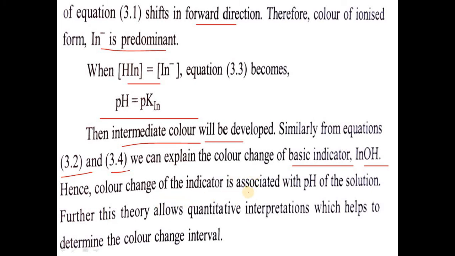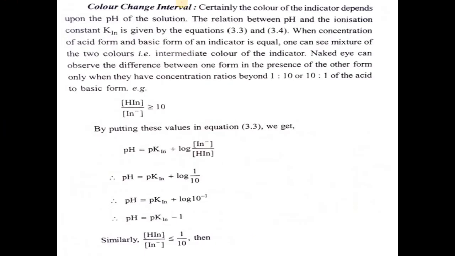Here the color change of the indicator is associated with the pH of the solution. Further, this theory allows quantitative determination, which helps to determine the color change interval. Then we can study the color change interval. The color of the indicator depends upon the pH of the solution. So the relation between pH and KIN is given in equations 3.3 and 3.4 for acidic and basic condition. When the concentrations of the acid form and basic form of an indicator are equal, that is 1:1, one can see a mixture of two colors, that is the intermediate color of the indicator.